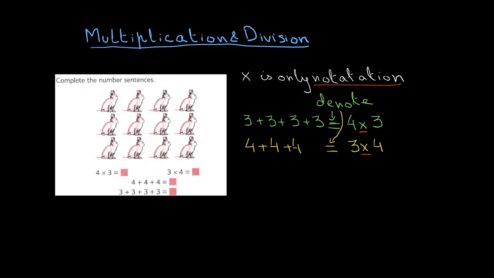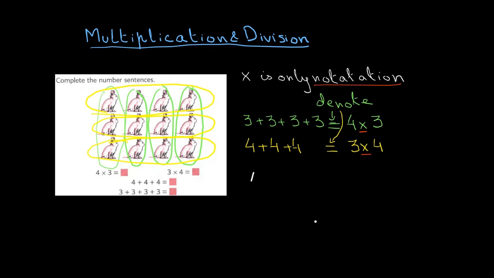And the reason is very simple, because when I look at 4 threes, here's 1 3, here's another 3, here's the third 3, and here's a fourth 3. There are 4 threes here. And I could also choose to look at 4s, and here's 1 4 horizontally, here's the second 4 horizontally, and here's the third 4 horizontally. Since you're just counting differently and the number of rabbits does not change, 4 threes has to be equal to 3 4s, and that's the commutative law of multiplication.